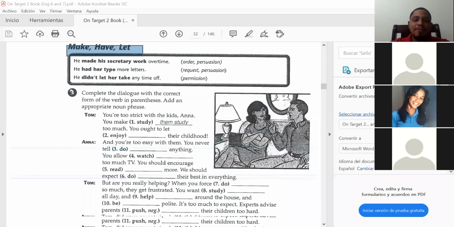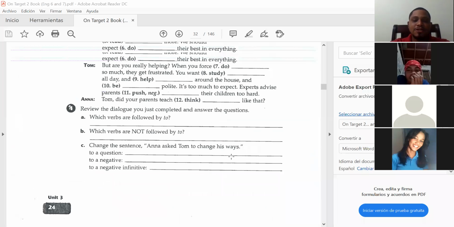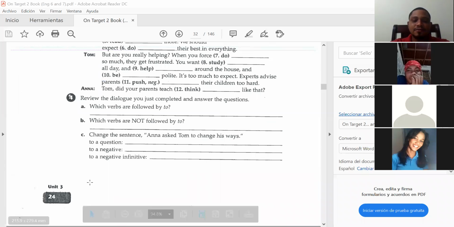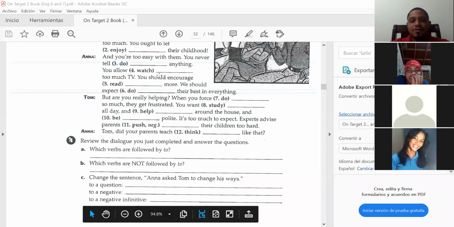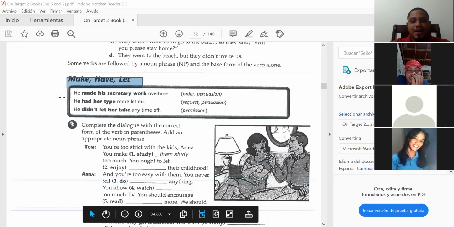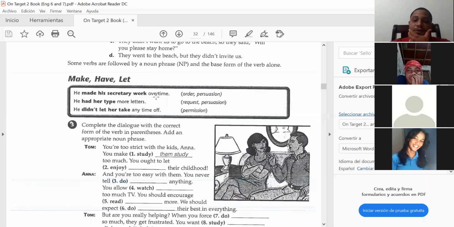Well, no more questions about that. Very good. You guys understand very quick, huh? Now, we're gonna go. Remember, this is on page number 24, okay? From the material that you have. So you can go there and you can review it.